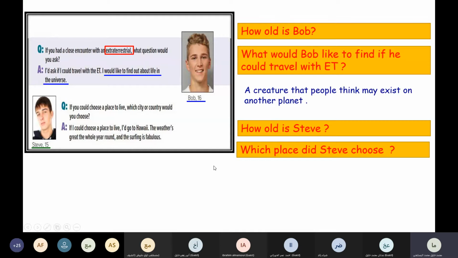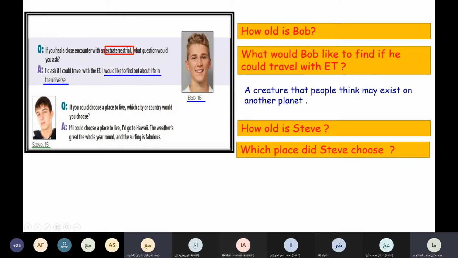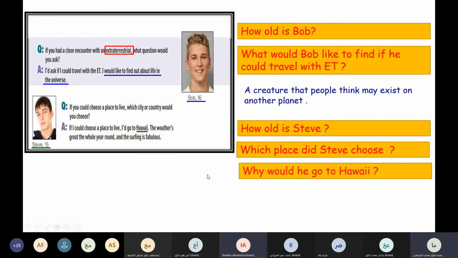Why did he choose going to Hawaii? Because it's great. Yes, Ibrahim Mansour. Why? Because the weather is great the whole year around and the surfing is fabulous. Good. Why would he go to Hawaii? Because the weather is great, and the surfing is fabulous. Now here we have extraterrestrial. Extraterrestrial means a creature that people think may exist on another planet.